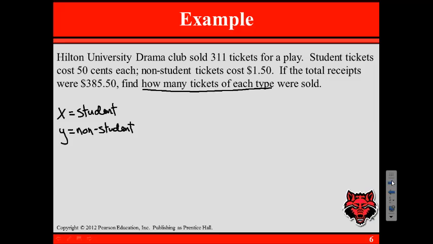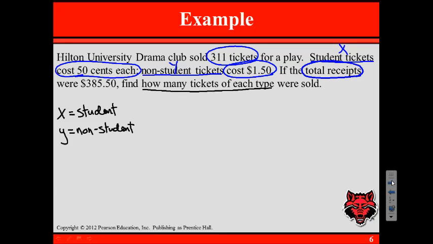So let's go through and again circle any mathematical operators, box any numbers that we think are going to be important at the end. So we're told that they sold 311 tickets total. That's important. They tell us that student tickets, remember student tickets, that stands for X. They cost 50 cents each. Non-student tickets, that's our Y variable, cost $1.50. The total receipts were $385.50.